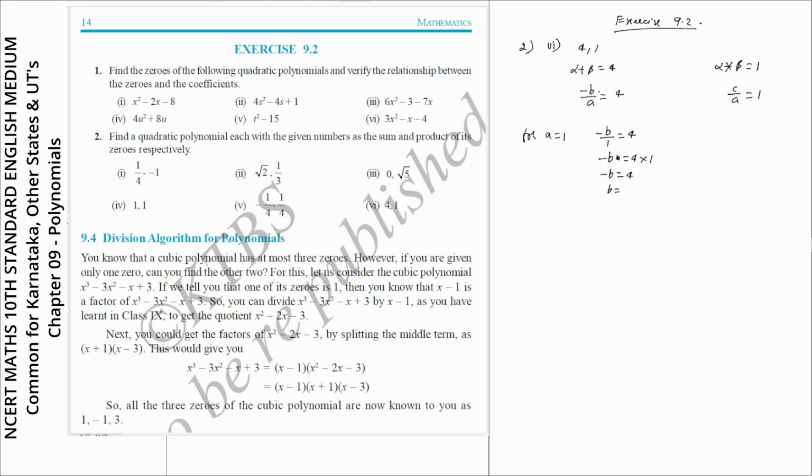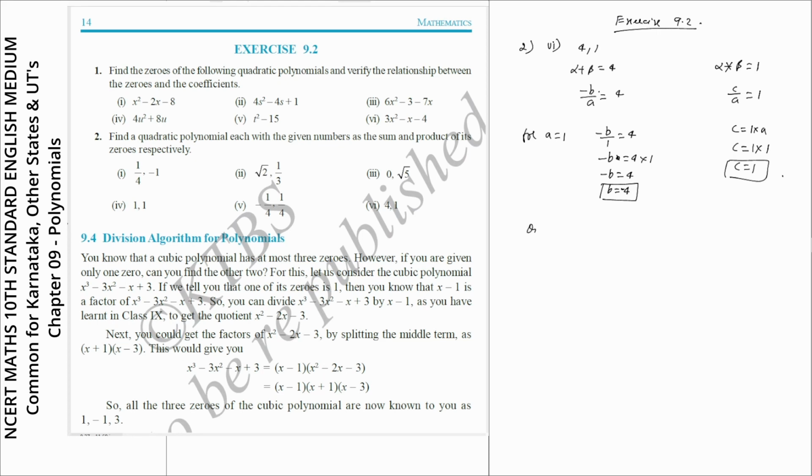So minus b is equal to 4, I can write as b is equal to minus 4. Okay, the negative sign will come to the right hand side. Now c by a is equal to 1 or c is equal to 1 into a. So c is equal to 1 into a is 1. So c is equal to 1. So a is equal to 1, b is equal to minus 4 and c is equal to 1.